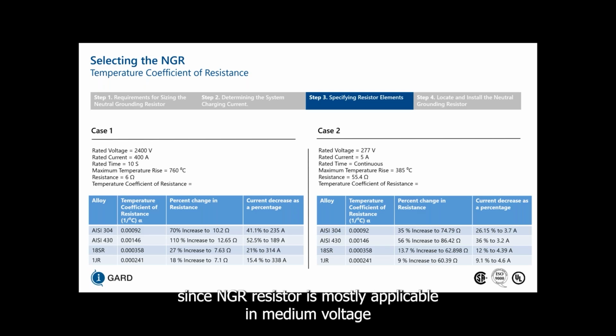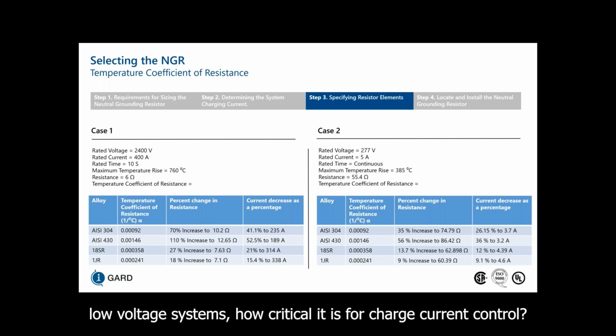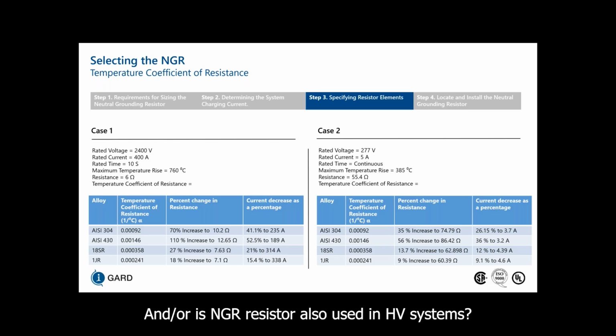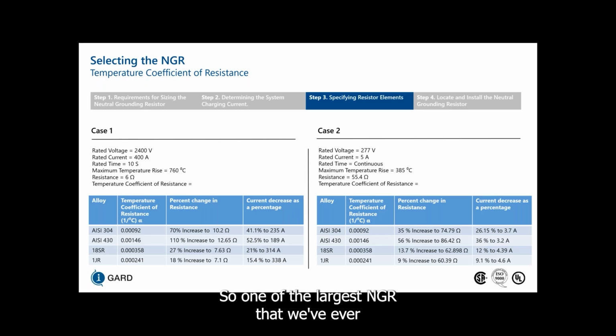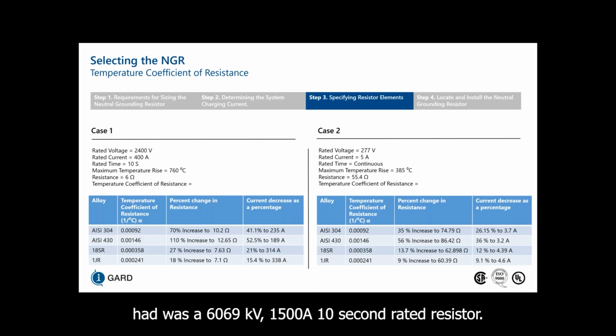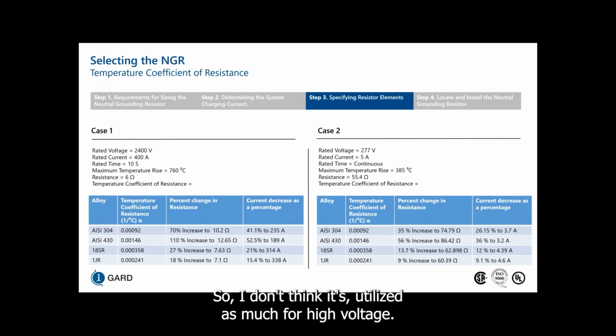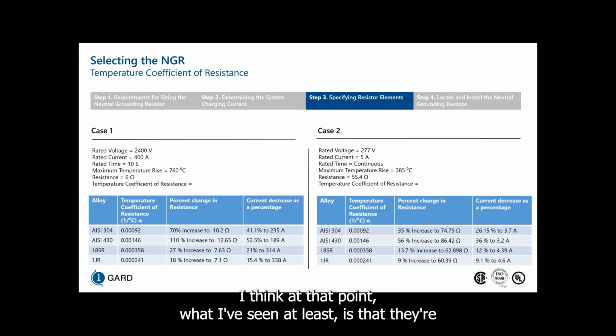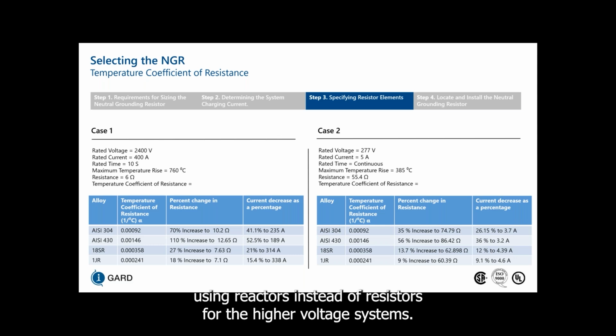Since NGR resistor is mostly applicable in medium voltage and low voltage systems, how critical is it for charging current control, and is the NGR resistor also used in HV systems? One of the largest NGRs that we've ever had was a 69 kV, 1500 amp, 10 second rated resistor. I think that's the highest that we've gone. So I don't think it's utilized as much for high voltage. At that point, what I've seen at least is that they're using reactors instead of resistors for the higher voltage systems.